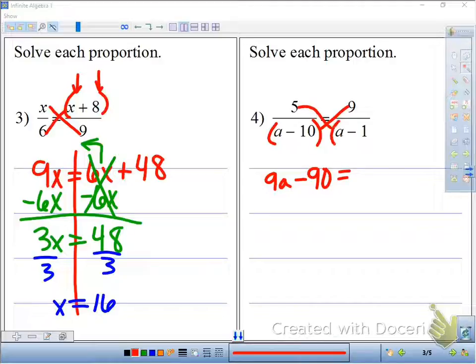The 5 gets multiplied to the a minus 1. So 5 times a is 5a, and 5 times negative 1 is negative 5. And that gives me my equation to solve.